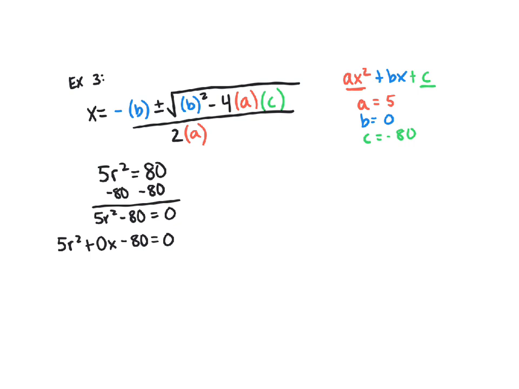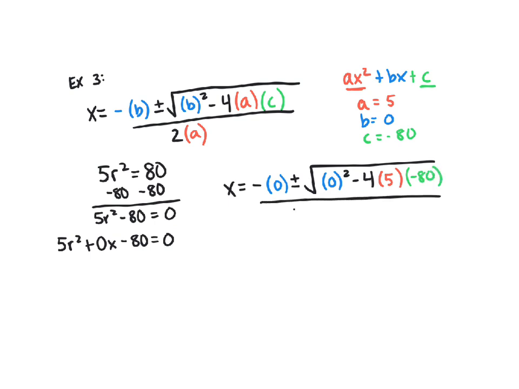So once again, we plug this into our equation. We have x equals negative 0 plus or minus the square root of 0 squared minus 4 times 5 times negative 80, all of that over 2 times 5.